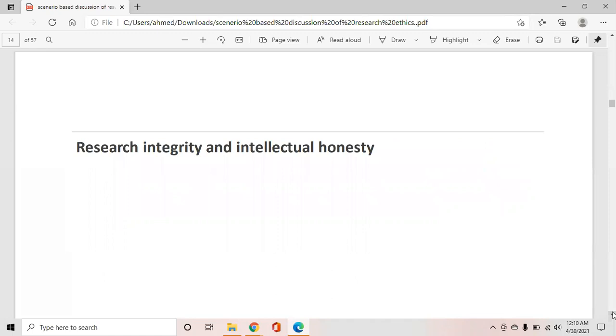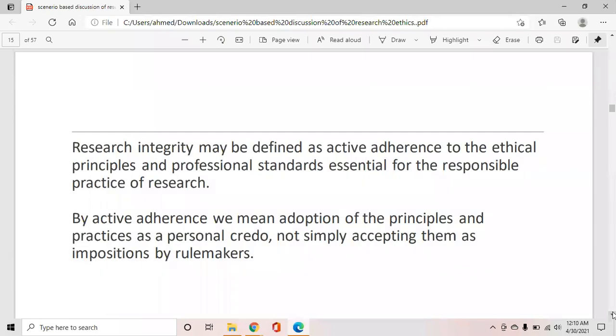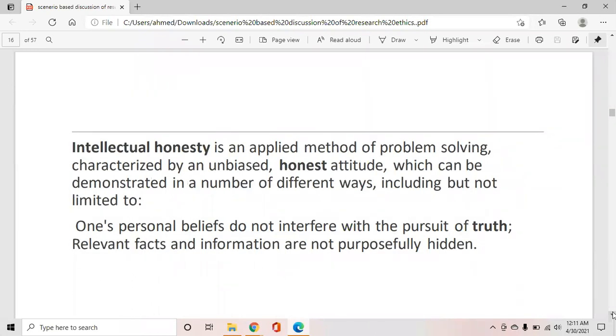Autonomy. Research integrity and intellectual honesty. Research integrity may be defined as active adherence to the ethical principles and professional standards essential for the responsible practice of research. By active adherence, we mean adoption of the principles and practices as a personal credo, not simply accepting them as an imposition by rule makers. Intellectual honesty is an applied method of problem solving characterized by an unbiased, honest attitude, which can be demonstrated in a number of different ways, including but not limited to: one's personal beliefs do not interfere with the pursuit of truth, and relevant facts and information are not purposefully hidden.